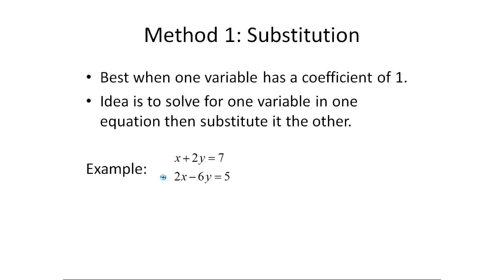With the substitution method, what we do is pick a variable to solve for first. If this has a coefficient of 1, then we'll pick that one to solve for. So this would be equivalent to x equals 7 minus 2y. Now I take this and say, if x equals this, can't I put this in place of x in the other equation? Certainly you can. Then you'll have an equation that only involves y, and you'll be able to know what y is.